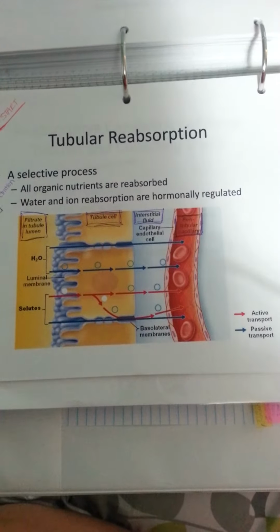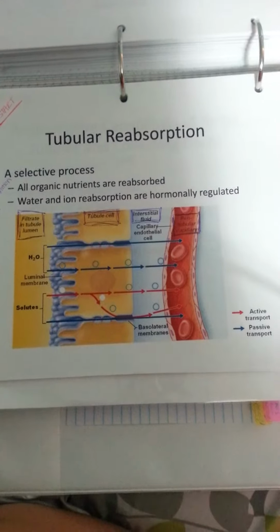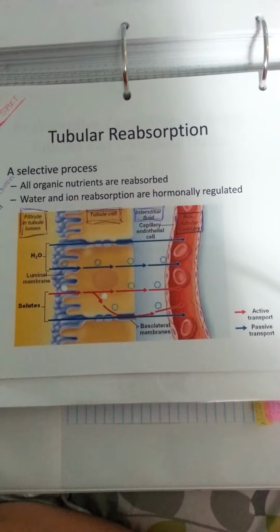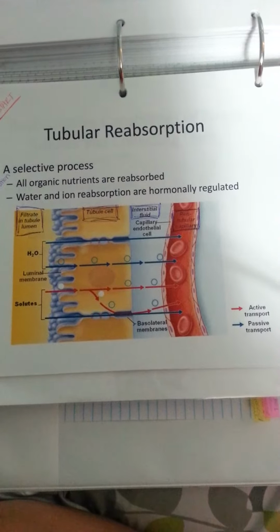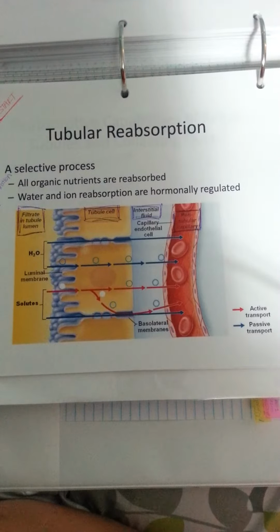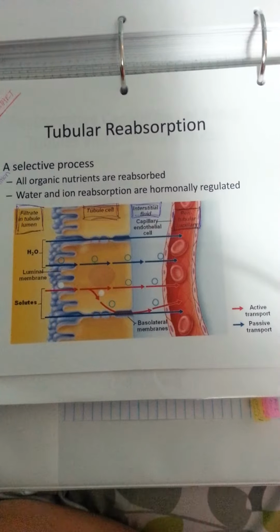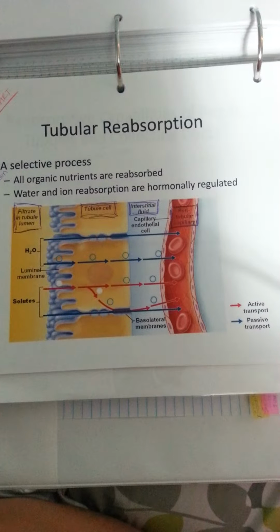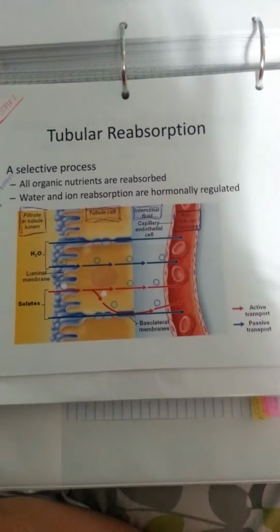Up to 99% of filtration is reabsorbed. However, reabsorption is a selective process. All organic nutrients are reabsorbed. Water and ion reabsorption are hormonally regulated.